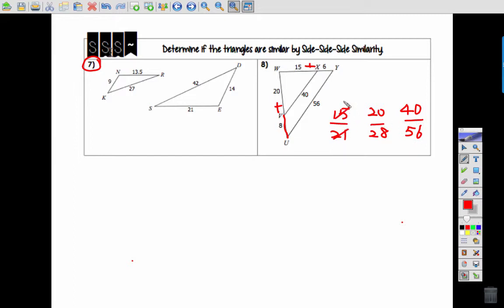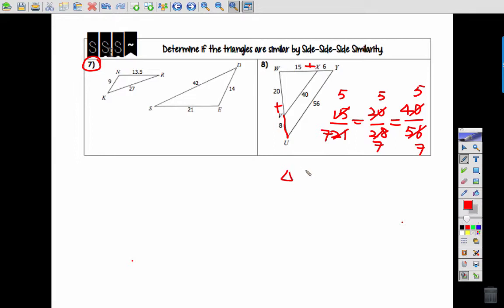Now you start reducing. This would be 4, so that looks good. This would be 8. All of them get reduced to 5/7. Which means, yes, these two triangles are similar.